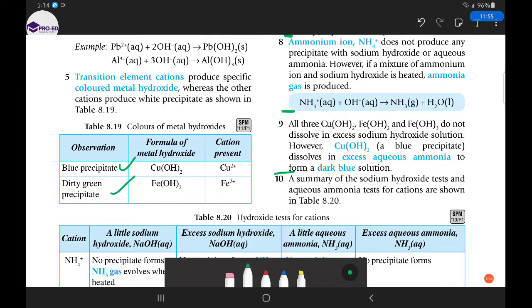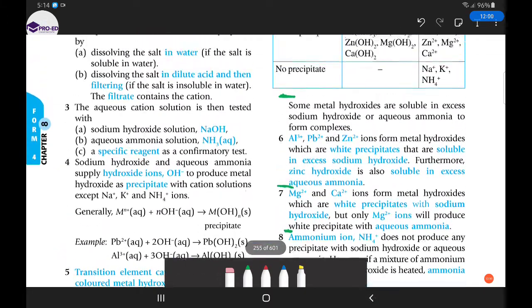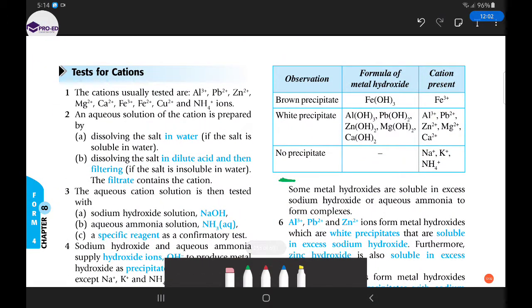Okay, all right. Then if you add your sodium hydroxide or aqueous ammonia and you get a brown color precipitate, that means, what is the precipitate formed? The precipitate formed is iron 3 hydroxide, proving there is iron 3 ions.